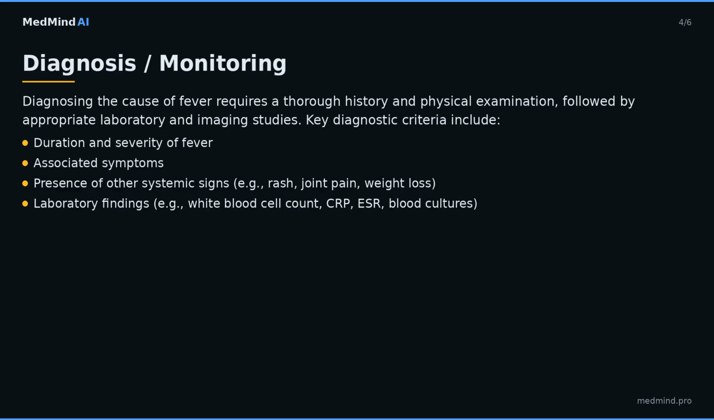Key points: duration and severity of fever. Associated symptoms, i.e., presence of other systemic signs, e.g., rash, joint pain, weight loss. Laboratory findings, e.g., white blood cell count, CRP, ESR, blood cultures.